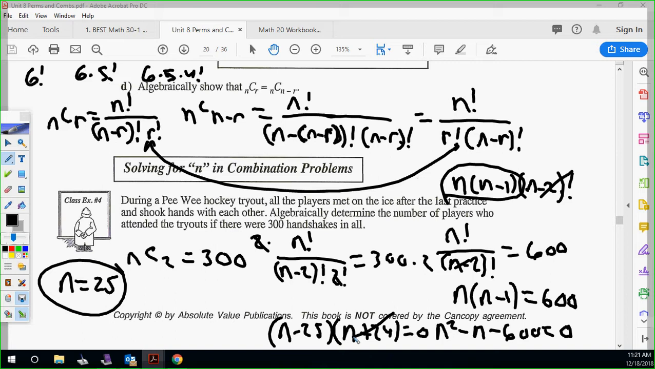So 25 players were at the practice to have 300 handshakes. That's what you just figured out. 25 hockey players were at the practice to have 300 handshakes. Okay, last page.